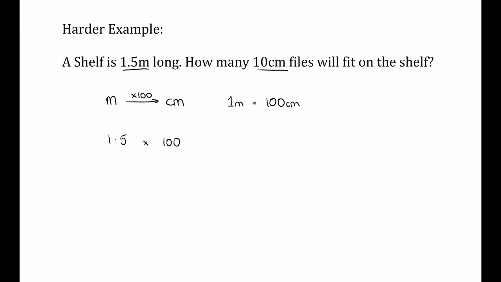We've used these skills throughout the video. We've got 1, 2 zeros, so we're going to move the decimal point to the right 2 times, giving us a value of 150 centimeters. We now want to know how many times 10 centimeters goes into the 150 centimeters. So we're going to do 150 centimeters divided by 10. We've got 1 zero here, so we want to move this decimal point once to the left to give a value of 15 files.